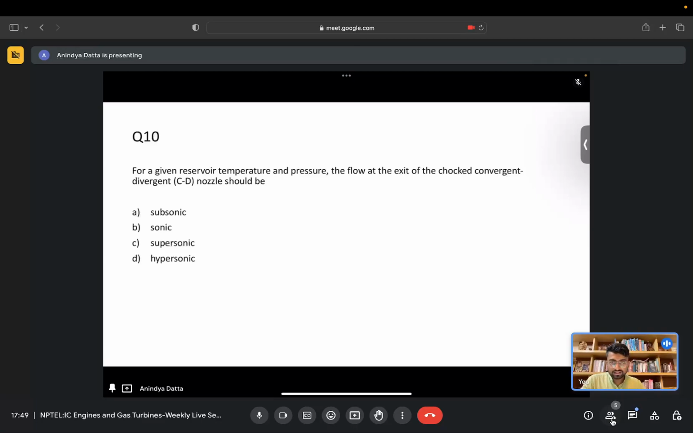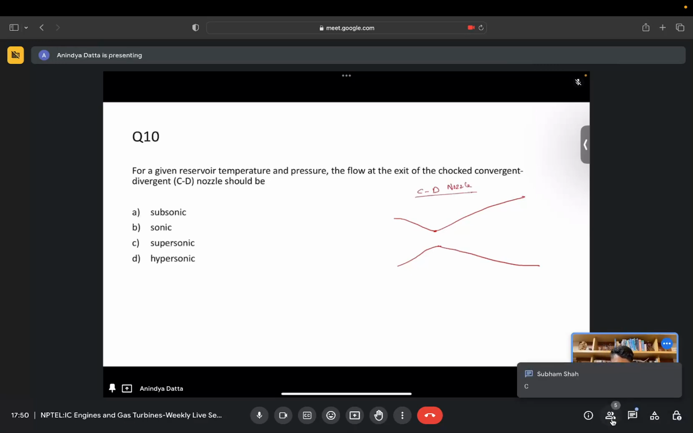For a given reservoir temperature and pressure, the flow at the exit of a choked convergent divergent nozzle should be... So what is a convergent divergent nozzle? We have a converging part, then a throat, and then a diverging part, right? This is how a CD nozzle looks. We call it a CD nozzle.